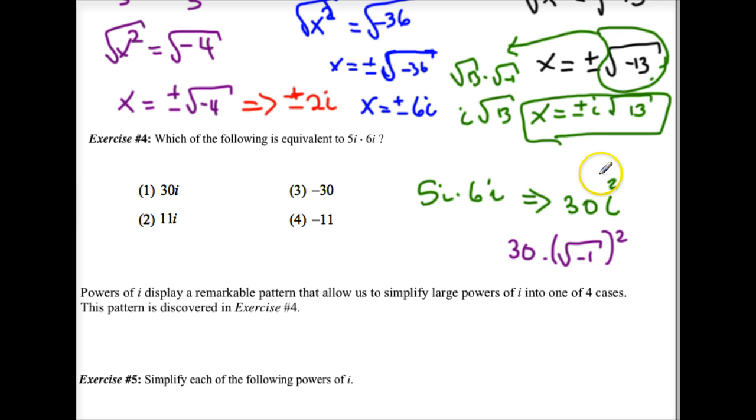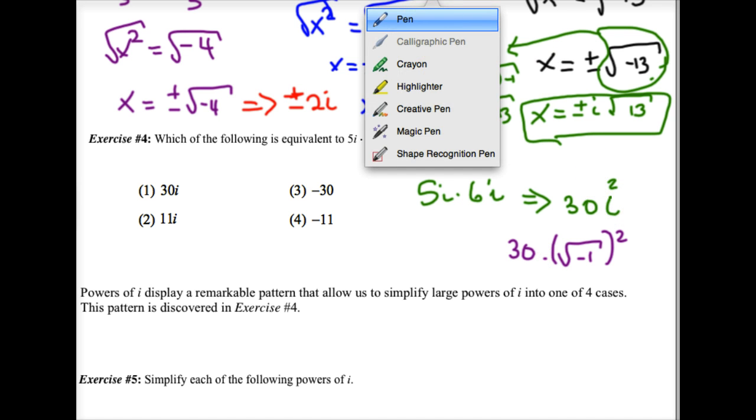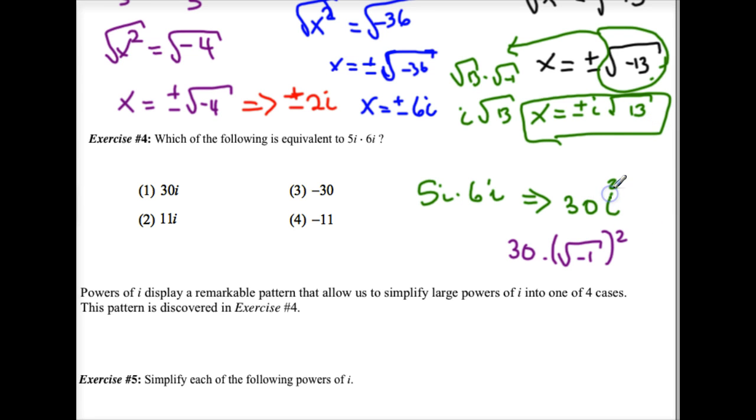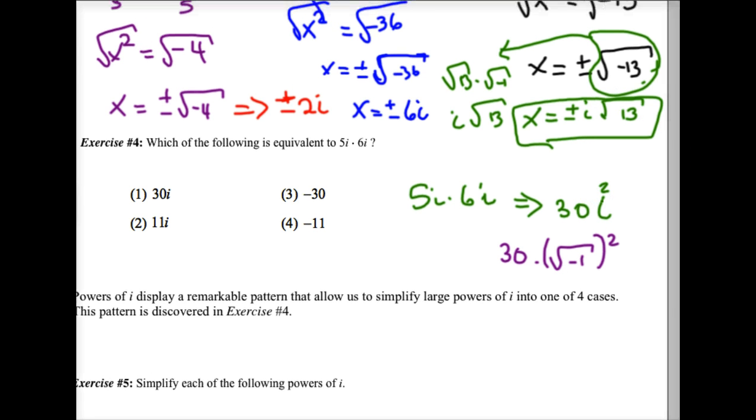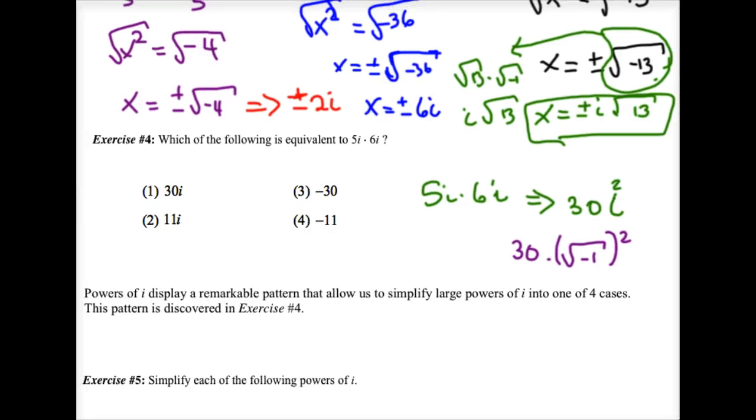What is i? Go to the definition that I gave you at the first thing in this lesson. i is the square root of negative 1. So when I do this, this becomes 30 times the square root of -1 squared, and the square and root cancel off. This becomes negative 1, and then this becomes negative 30, which is choice 3. And this is how they ask you this on the Regents, so buckle up.